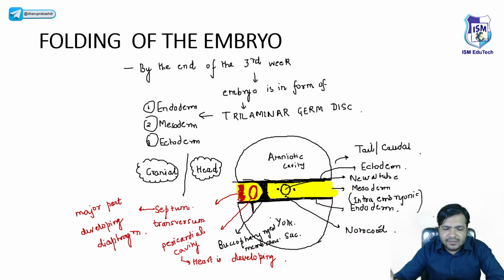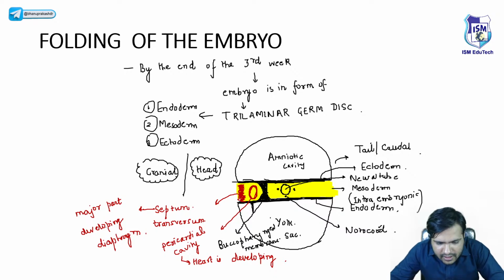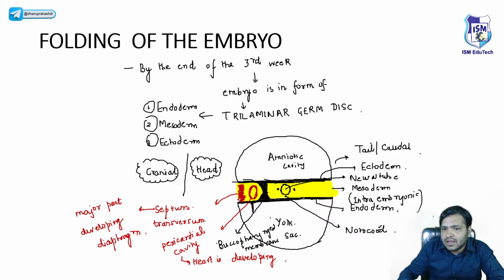Now towards the caudal end, guys, towards the caudal end, again you all know, there will be a structure where this mesoderm will be absent. Now can you tell me which structure will it be where the mesoderm is absent over here? Let's tell me. Towards the caudal end.